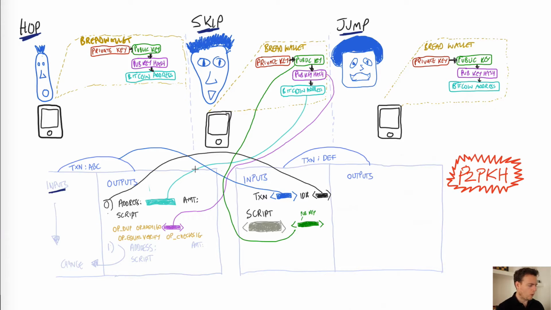So we've got two transactions here. The first transaction ID we're going to call ABC, just any value. We could call it transaction 1 or transaction 2, but let's call it ABC. And then we've got transaction DEF. Transaction ABC is effectively the transaction in which Hop transfers Bitcoin to Skip.